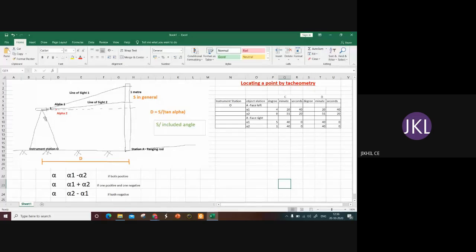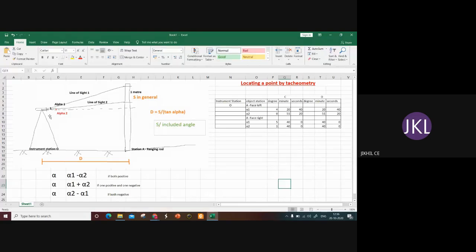As I told you, we have the instrument station O located here, and we are supposed to measure the distance from instrument station O to the station A. It's not possible to directly measure the distance between 2 points. So to measure the distance, suppose we are placing a ranging rod on the station A, and we have already marked a distance on the ranging rod. Suppose we know that the distance between point 1 and point 2 is 1 meter.